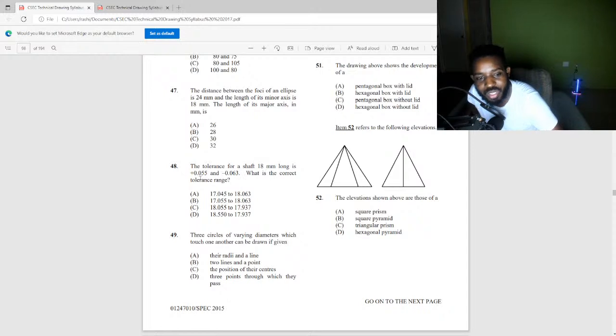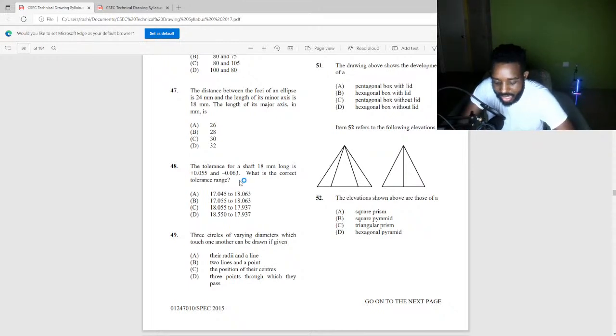So this is the correct tolerance range. It says plus 0.055 on 18, so that's 18.055. And then minus 0.063 from 18. So that would be 18 minus 0.063, which is 17.937. So it's from 18.055 to 17.937. So that's the answer, C.